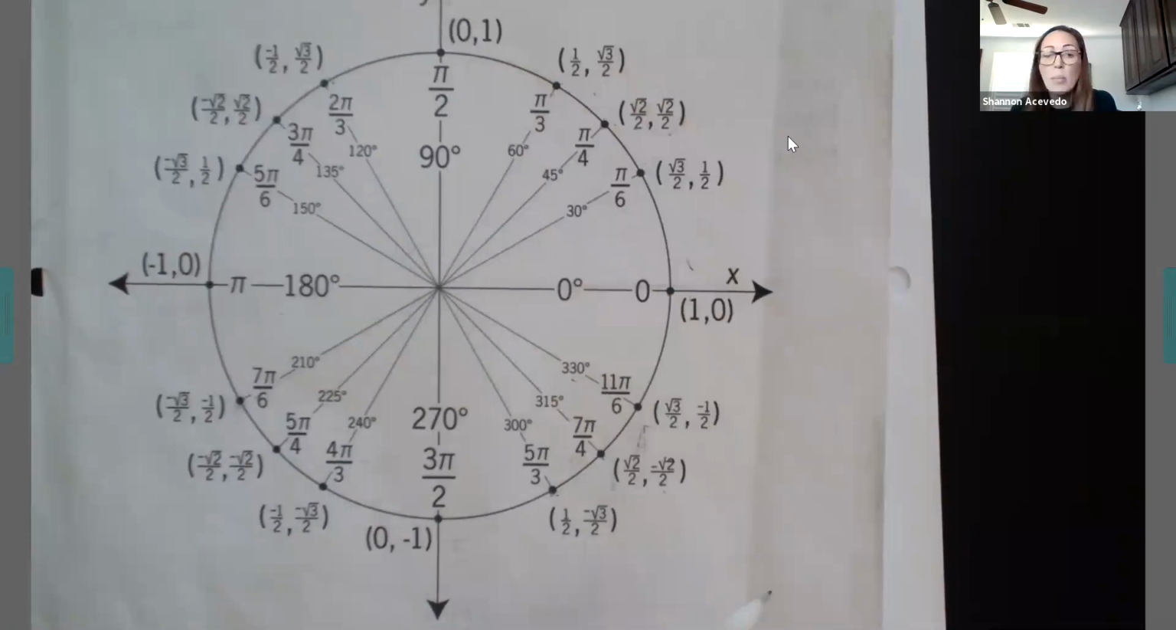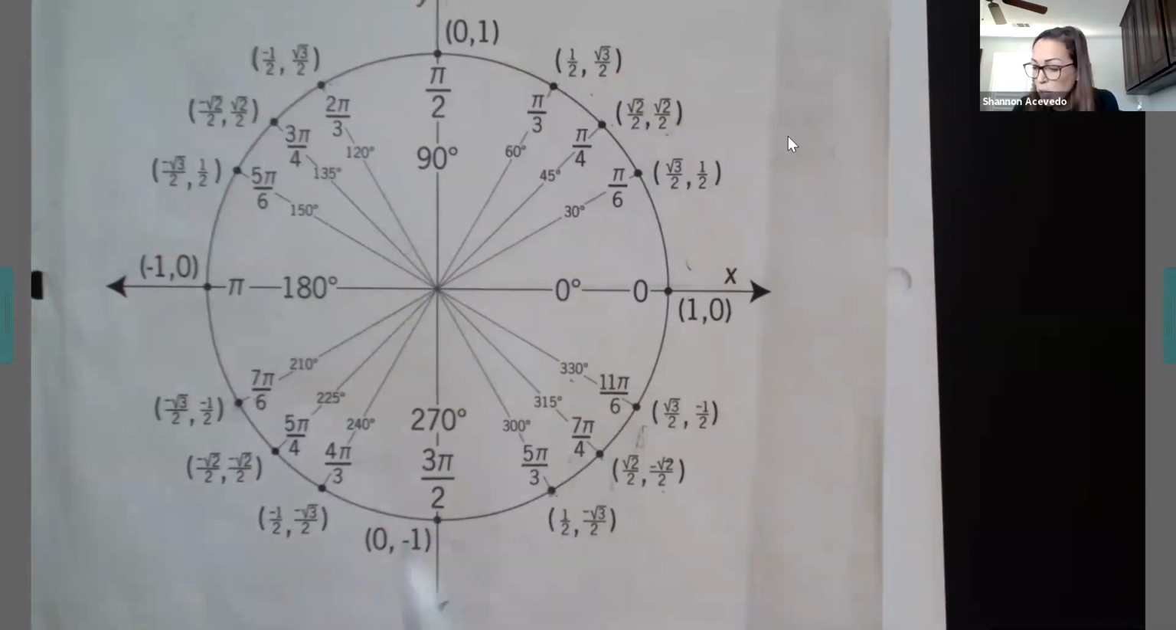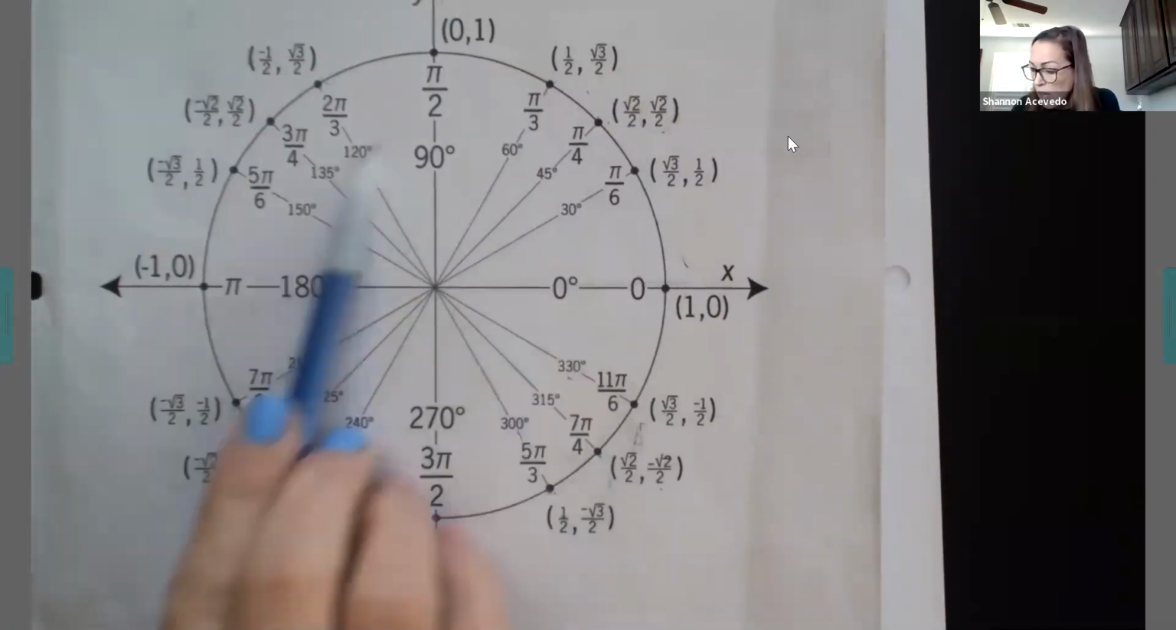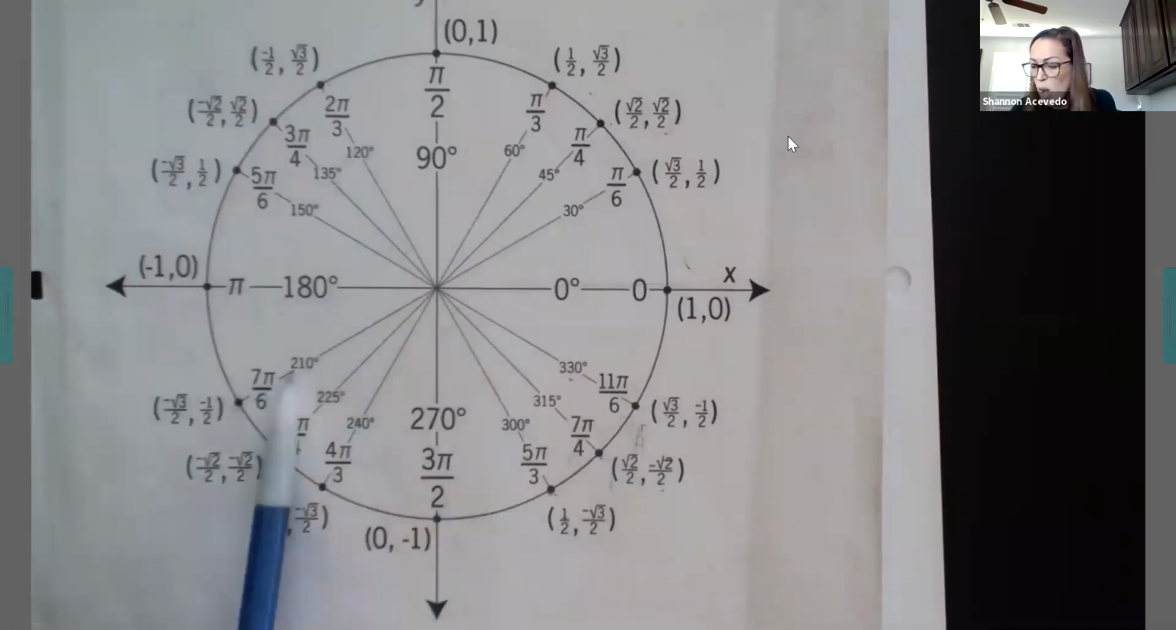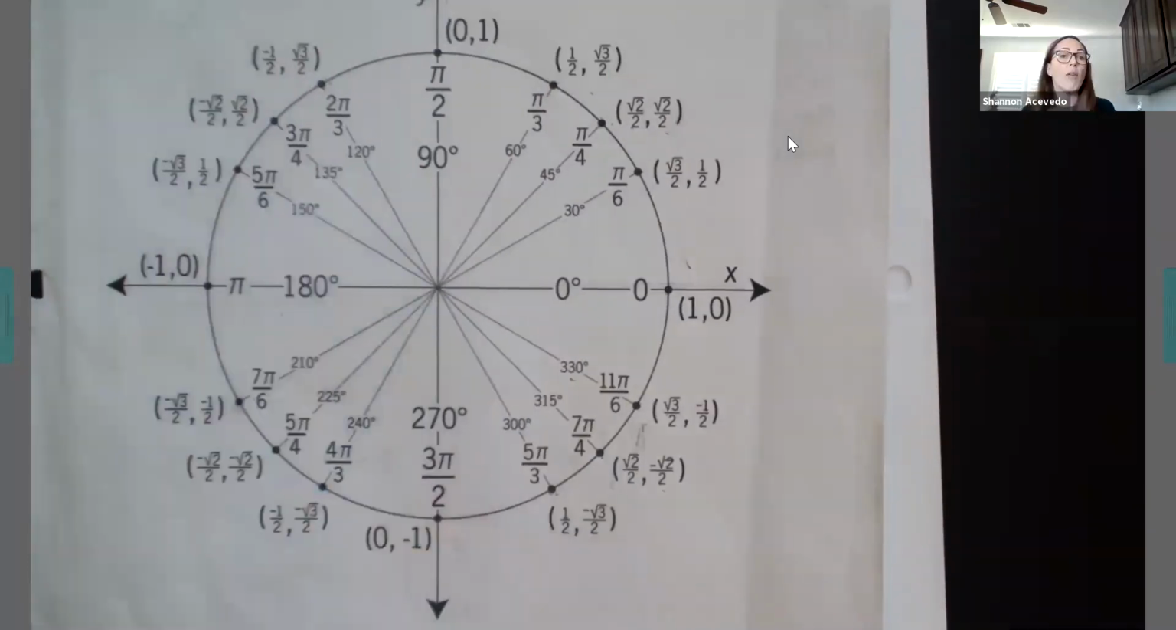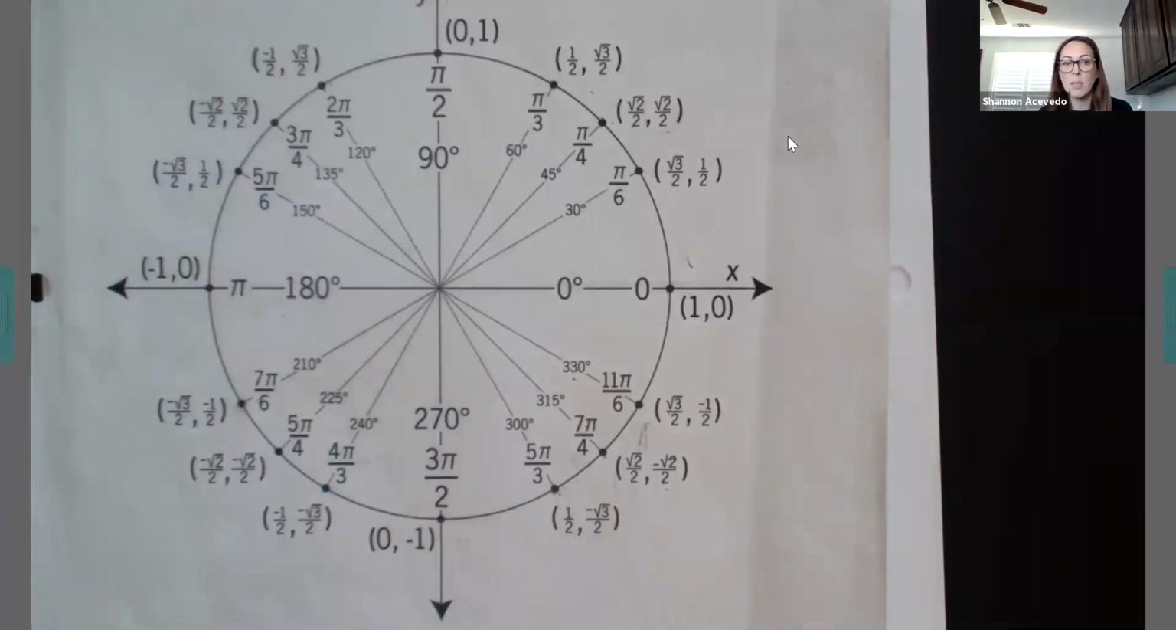Keep it handy. So I'm looking for 105 degrees. So I go here and I'm like, wait a second, there's no 105 degrees. How can I find the exact value, something from a unit circle, when it's not there?